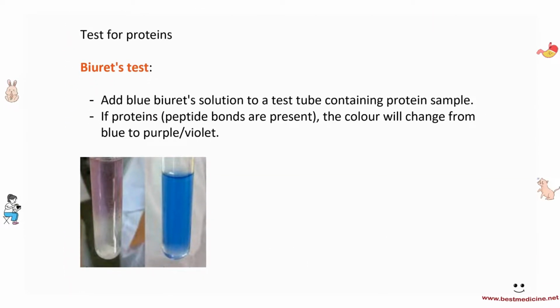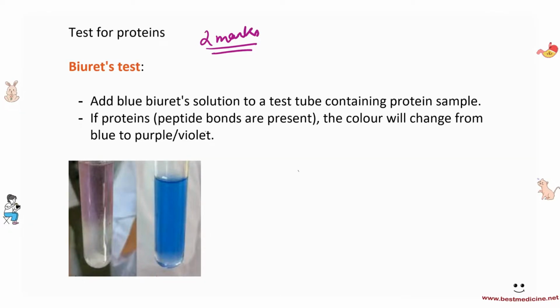All right, so next up you have tests for proteins. This is very simple and usually comes only for 2 marks. Right, it's not a 3-step question, so 2 marks only. 1 mark you will get for mentioning the correct solution, which is the Biuret's solution, right? Add blue Biuret's solution to a test tube containing protein sample. Do not confuse this with Benedict's solution. Biuret's solution.